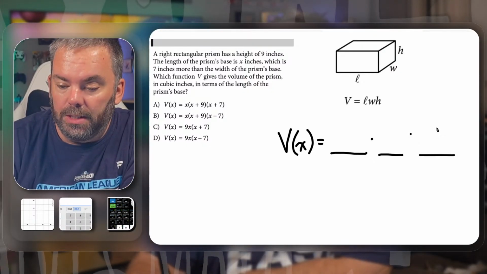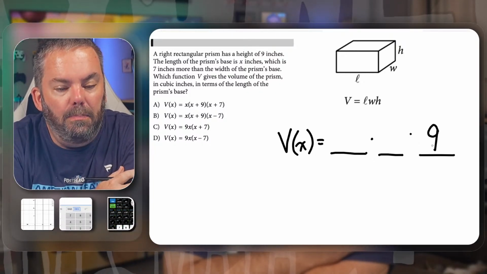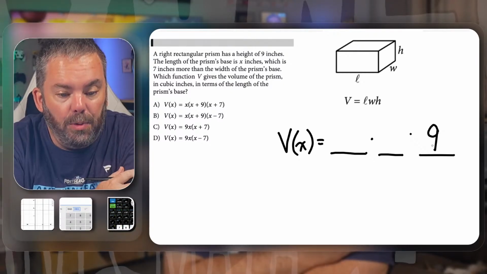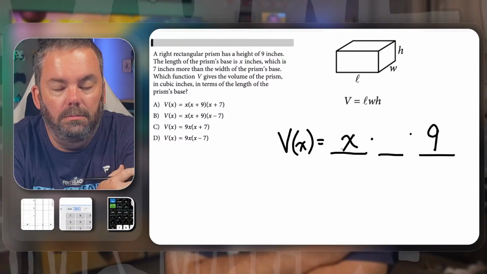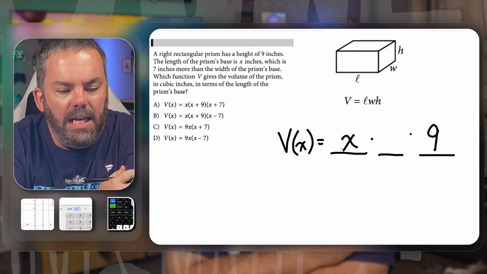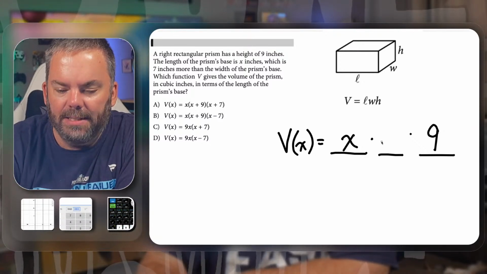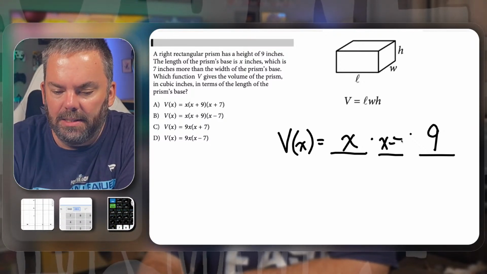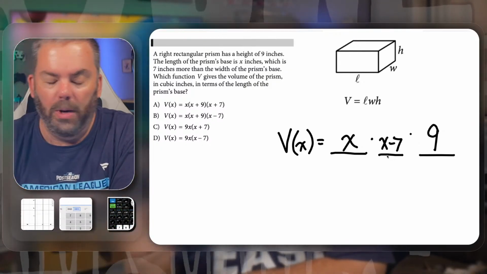Oh, cool. So let's put 9 in for the height. The length of the prism's base is x inches. So how about x, right? Which is 7 inches more than the width. So that means the width has to be x minus 7, because the length is 7 more than the width.